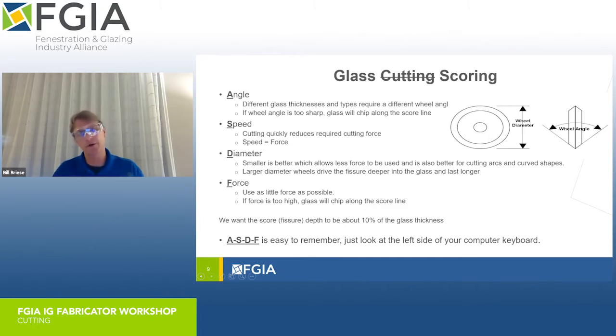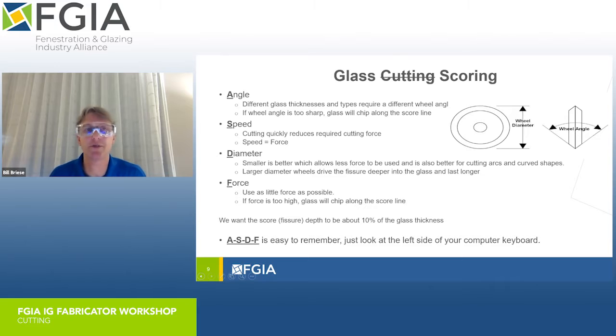So different glass thicknesses, different glass types, all might require a different configuration of your cutting wheel. And there are 4 variables that go into your cutting system. There's angle, speed, diameter, force. It's really easy to remember if you have ever taken a typing class or you look at your keyboard where you hold your hands, A, S, D, F. That's a real easy way to remember it.